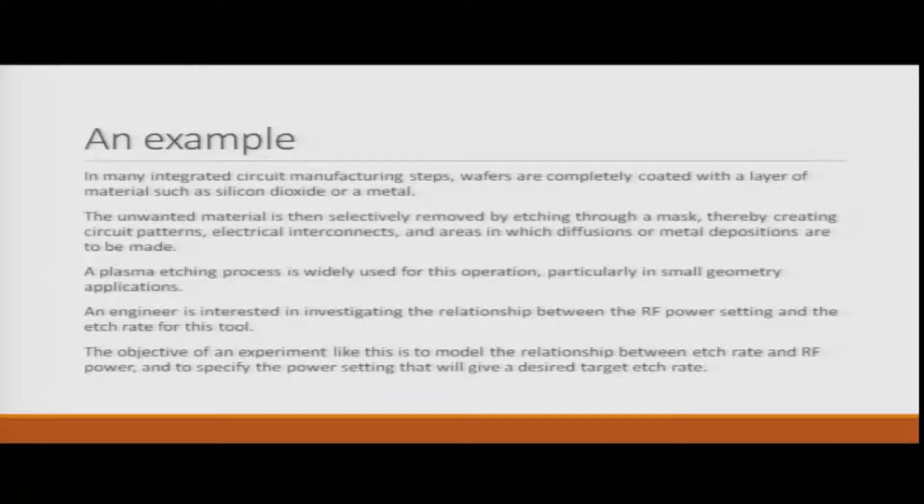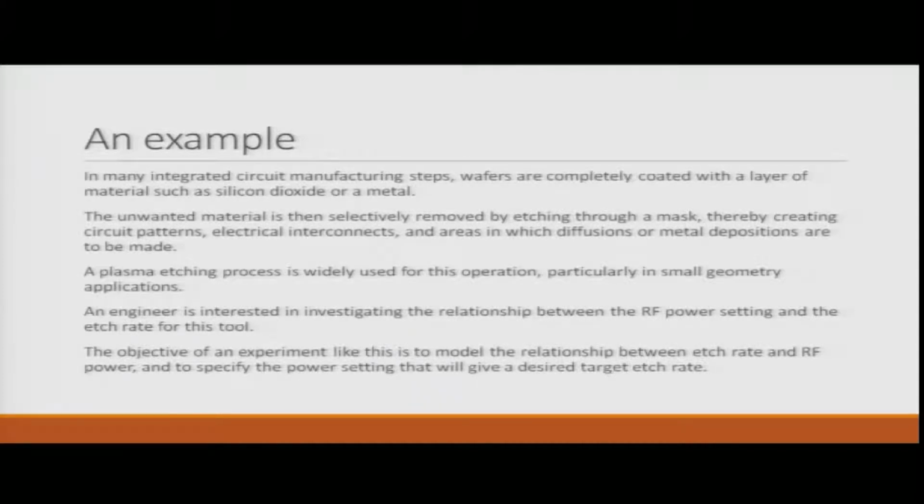So, let us consider an example in a qualitative sense. In many integrated circuit manufacturing steps, wafers are completely coated with layers of material such as silicon dioxide or a metal. Then the unwanted material is selectively removed by etching. So, this can be chemical etching or electrical etching through a mask.